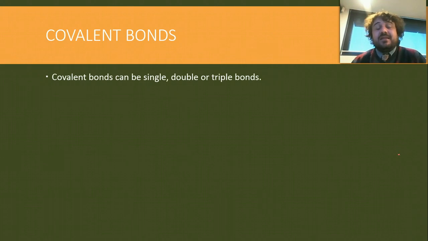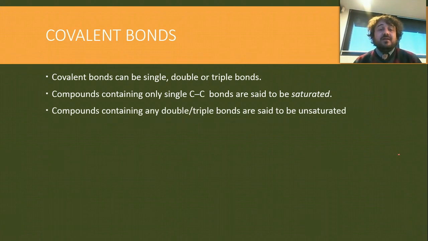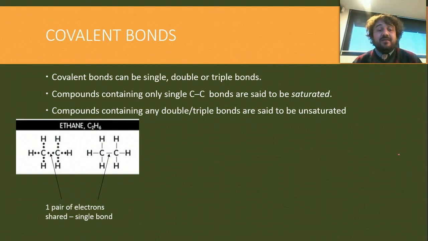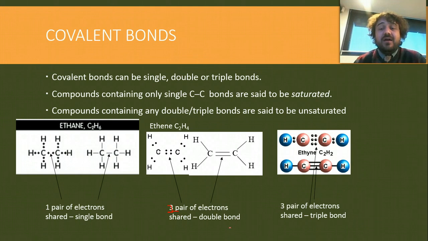Covalent bonds can be single, double, or triple bonds. Compounds containing only single carbon-to-carbon bonds, we call saturated. Ones that contain any double or triple bonds, we call unsaturated. For example, ethane has 1 pair of shared single bonded electrons, ethene has 2 pairs of shared double bonded electrons, and ethyne has 3 pairs of shared or triple bonded electrons.